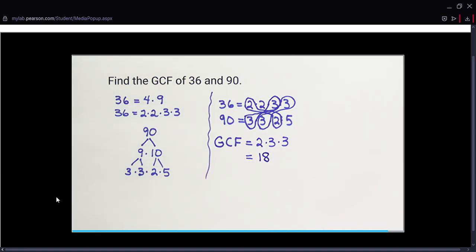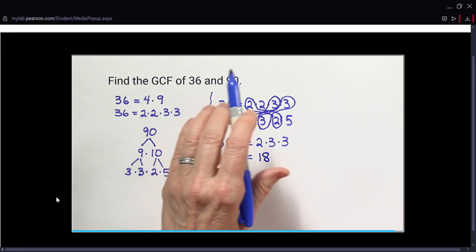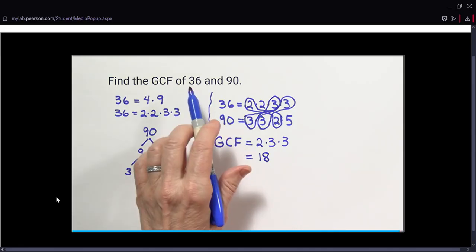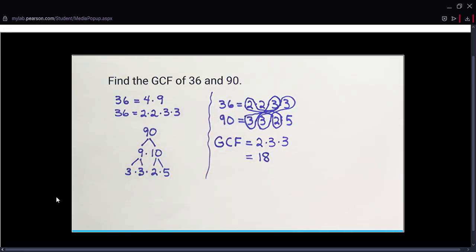What does that mean? That means 18 is the largest number that is a factor of 36 and is also a factor of 90. Another way of thinking of this, 18 is the largest number that divides into 36 evenly, and it divides into 90 evenly.